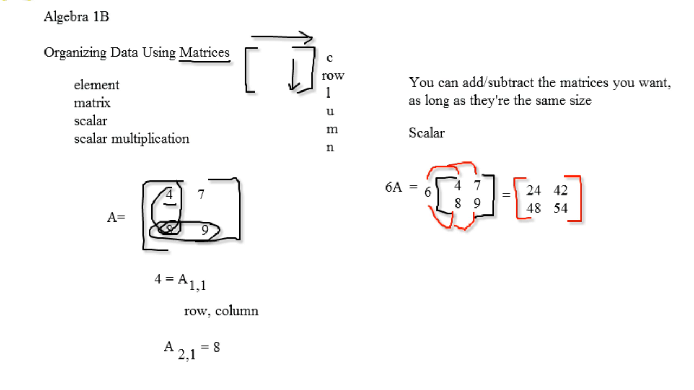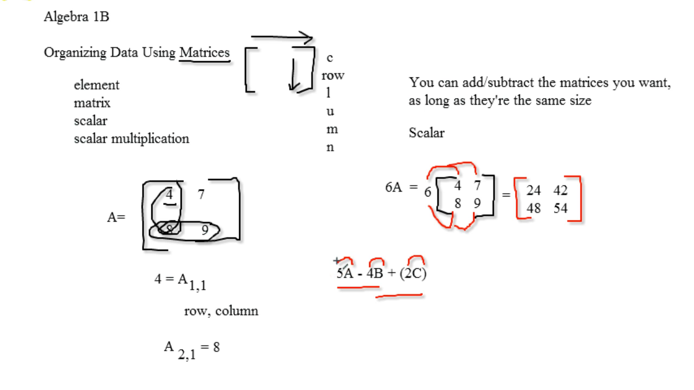Now, can you mix and match some scalar multiplication with addition and subtraction? Yes, you can. For example, let's say you wanted to have 5A minus 4B plus negative 2C. What you would do is take 5 and multiply it by everything in matrix A, then take 4 and multiply it by everything in matrix B, and then multiply everything in matrix C by negative 2, and then add that with the result of this.